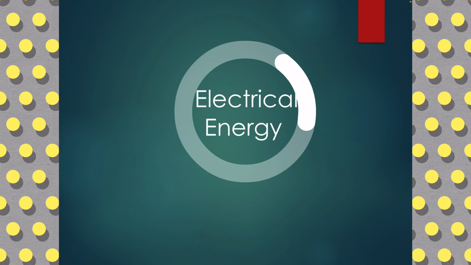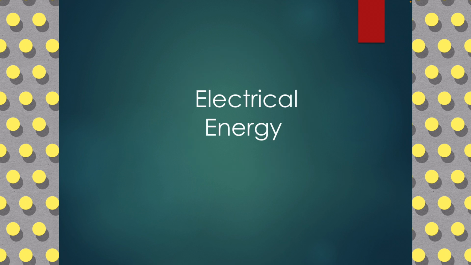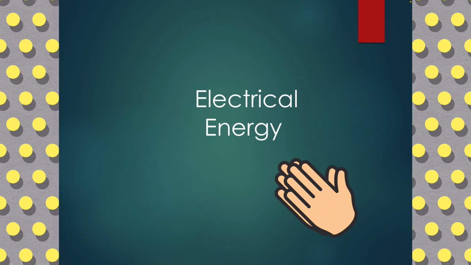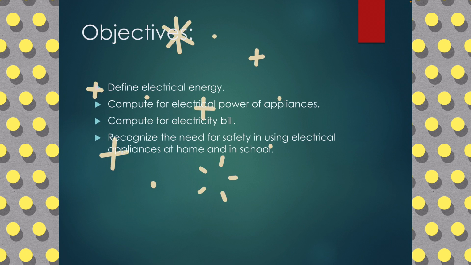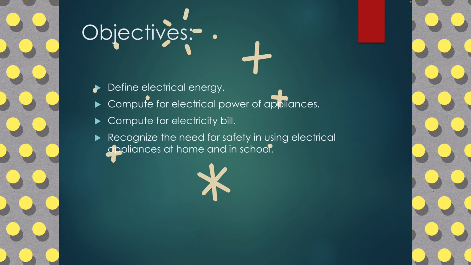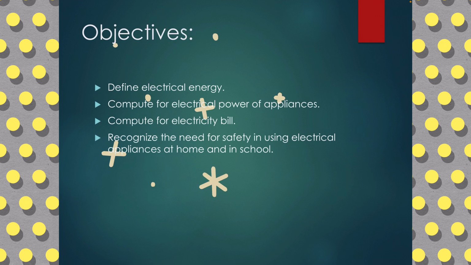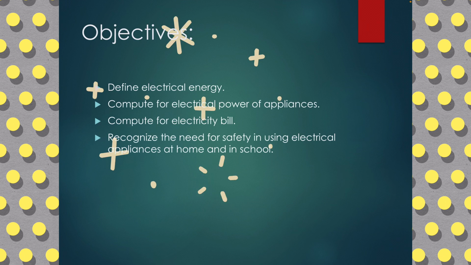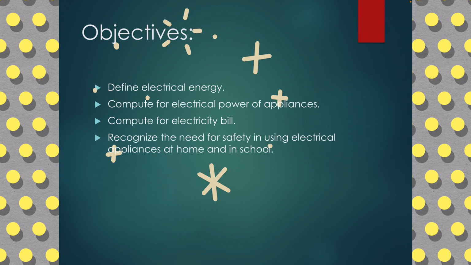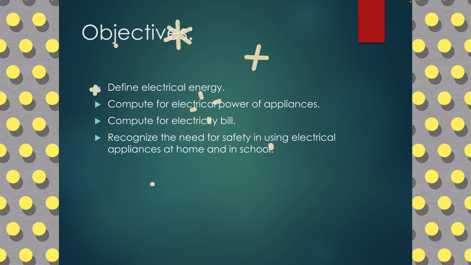So for today, we are going to study all about electrical energy. But can you tell me what did we discuss last time? Very good. So the objectives of our lesson are the following. Define electrical energy. Compute for electrical power of appliances. Compute for electricity bill. And recognize the need for safety in using electrical appliances at home and in school.